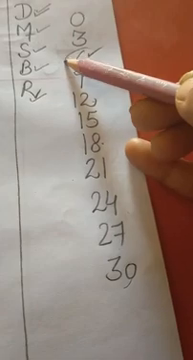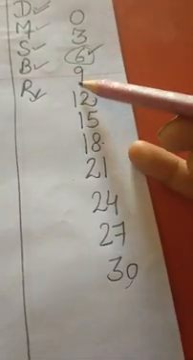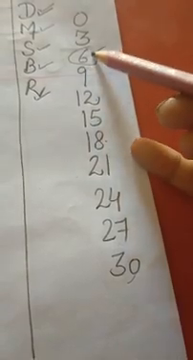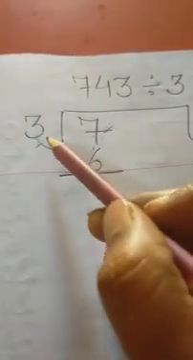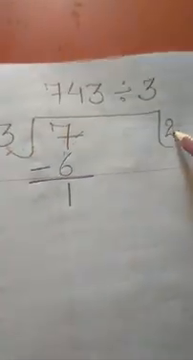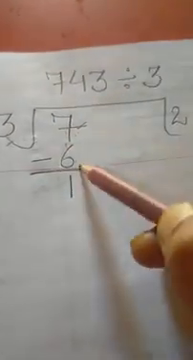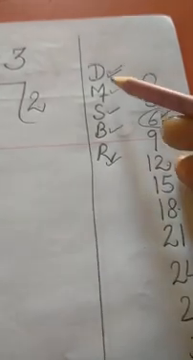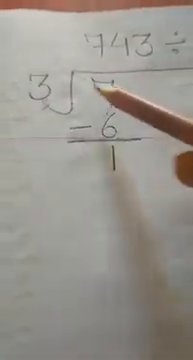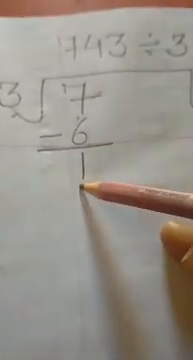You can see here 3 threes are 9. 9 cannot be written under 7 because subtraction will not be possible. So we will write 6. So we will multiply 3 twos the 6. After that, firstly division, 7 divided by 3. Then multiplication, 3 twos the 6. Then next is subtraction, 7 minus 6, 1.